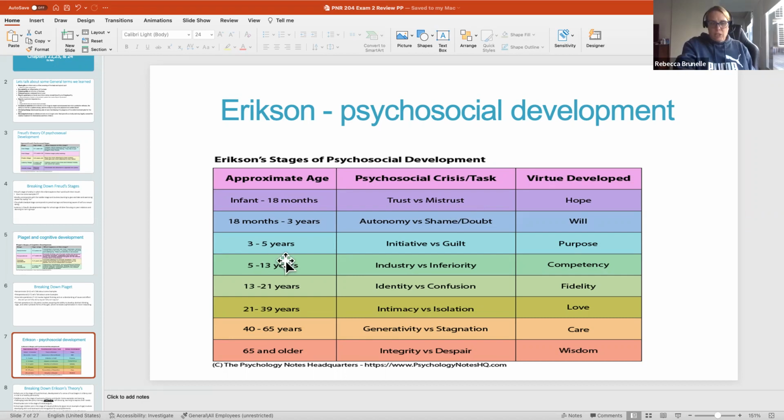And then the teenage years is going to be identity versus confusion. It says 13 to 21 here, but kids are going into puberty younger. If you're entering the teenage years from a hormonal perspective, this could be maybe 12 years old. But this is the age where they're really starting to identify their sense of self and what they want to do in life.